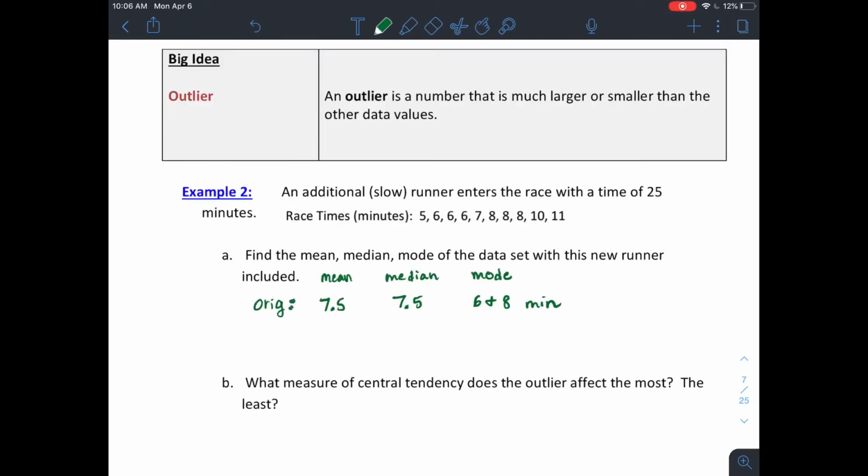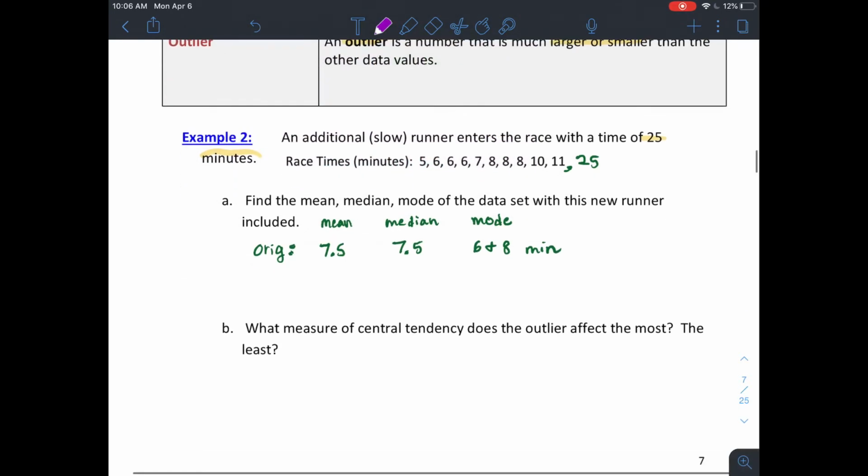Your data set might have something called an outlier, which is basically a data value that doesn't seem to fit with the rest. It can be a lot smaller or a lot larger than the rest of your data values. Sometimes it comes from a measuring error, and sometimes you just have a weird result in there. So let's say that you've got this additional runner entering the race with a time of 25 minutes. Somebody's walking this one. So we have all of our original runners plus this walker. We're going to find the mean, median, and mode of that data set with this new runner and see what your outlier does to your measures of center.